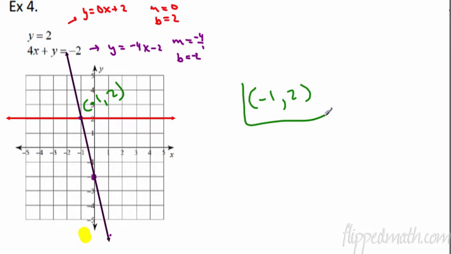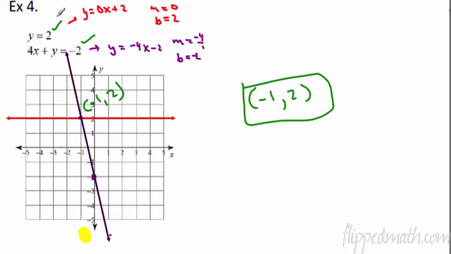If we check it to make sure it works, that's x, that's y, so I plug it in. In the first equation, there's no x. That's okay, just plug in the y. Y is 2. Does 2 equal 2? Yes. And for the second equation, we get negative 4 plus 2. That equals negative 2, so we're done with that one. Good enough. That is number 4.